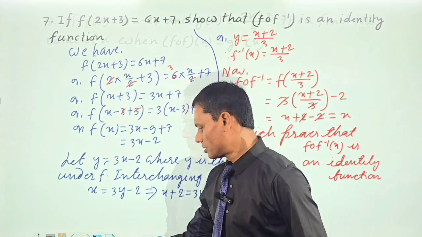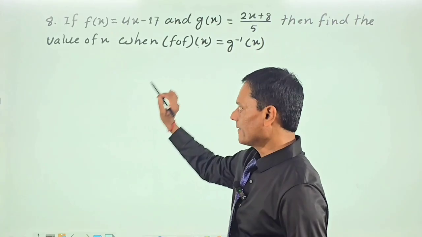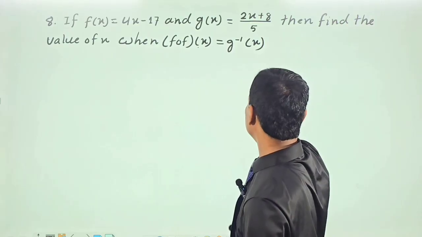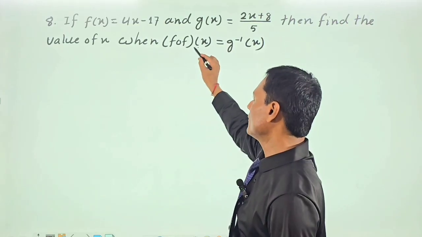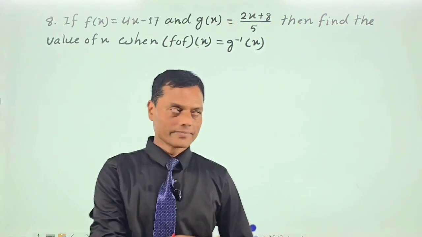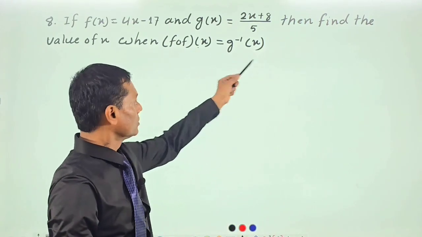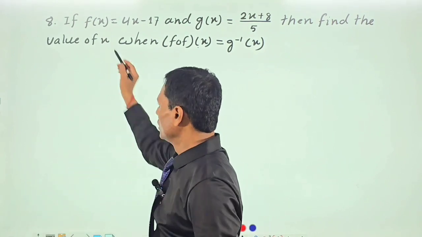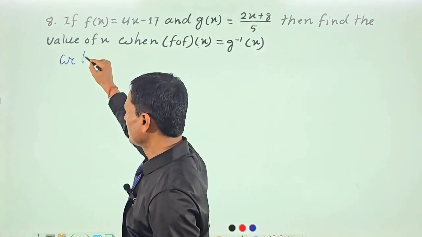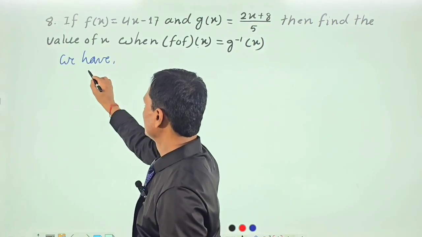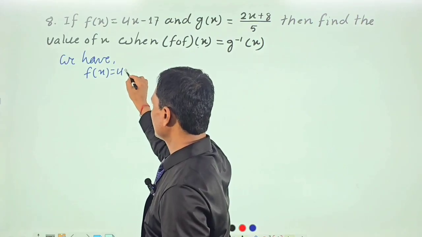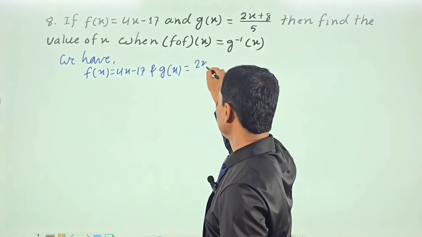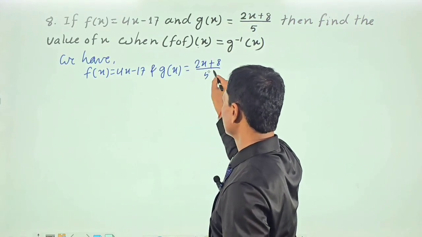After that, moving forward, the next question we have: if f(x) equals 4x minus 17 and g(x) equals (2x plus 8) by 5, then find the value of x when f(x) equals g inverse x. Here is also g inverse x, isn't it? So we have to find out the value of g inverse. So we can write here we have f(x) equals 4x minus 17 and g(x) equals (2x plus 8) by 5, right?